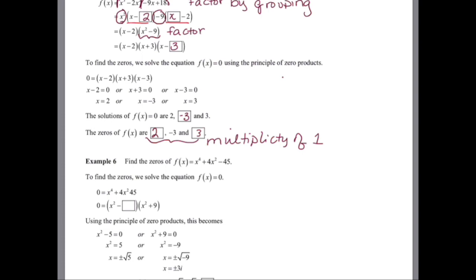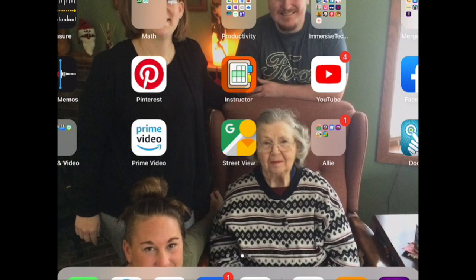We can also graph using Desmos to verify. So I'm going to pop over to Desmos and plug this equation in just so we can see that it truly does work in that manner.